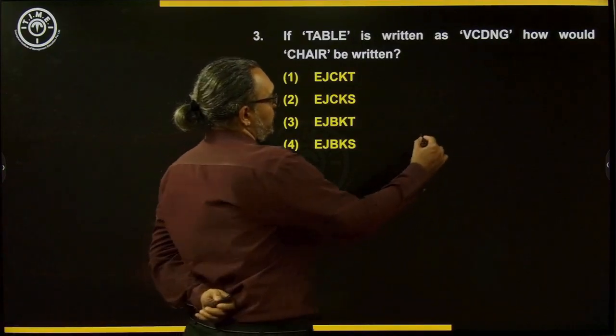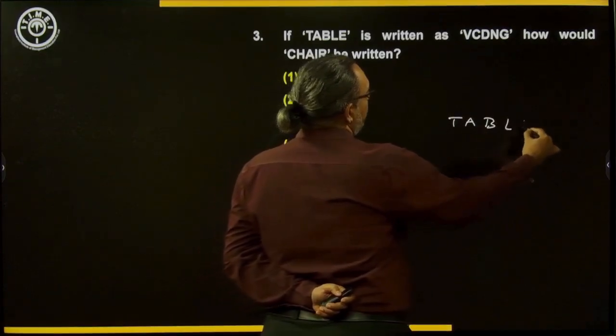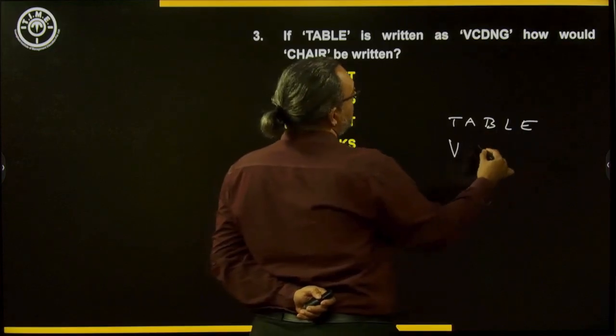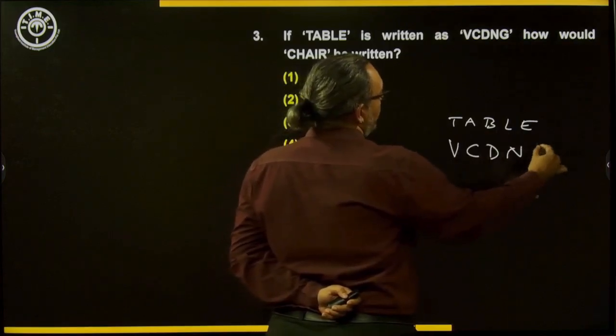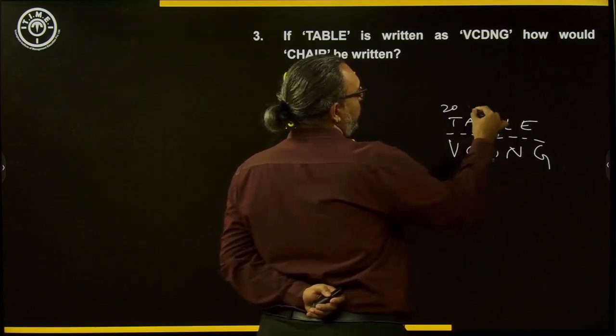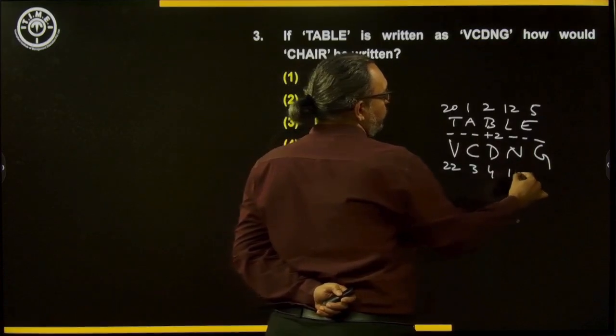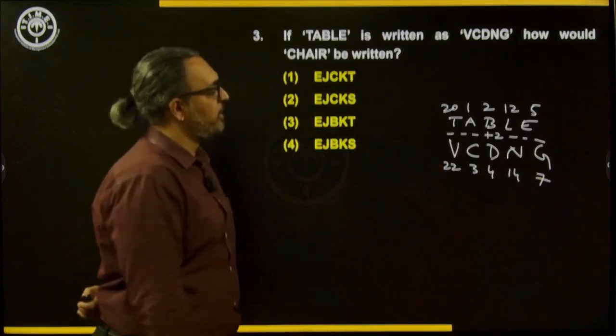Then, okay. Then we have table, and that is written as V, C, D, N and G. So here again, as you can see, +2 is happening. 21, 2, 12, 5 is 22, 3, 4, 14, 7. So everywhere, as you can see, you are adding +2.